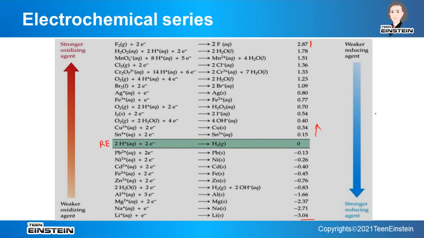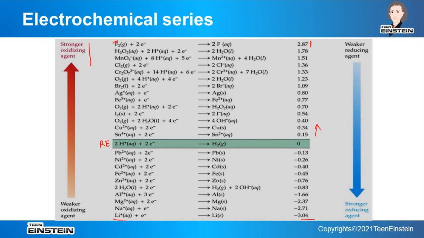So basically when you are moving down, you are reaching towards a stronger reducing agent. That means the system which is at one extreme will have a very high tendency to feed electrons to another system, and at the other extreme, fluorine will have a high tendency to accept electrons from another system. So this is a stronger oxidizing agent.